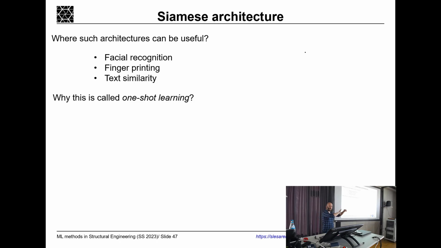Such architectures are really useful for face recognition, especially if you enter a building and a camera looks at you to see if you have access. They are also useful for fingerprinting, or for assessing text similarity.